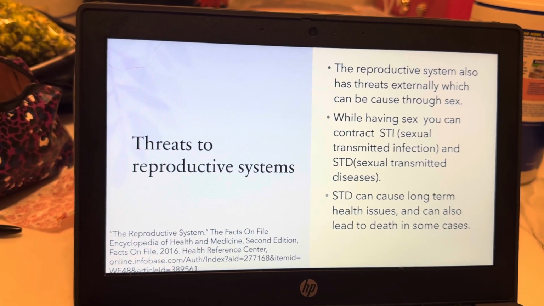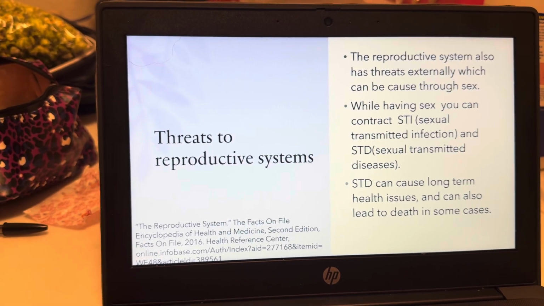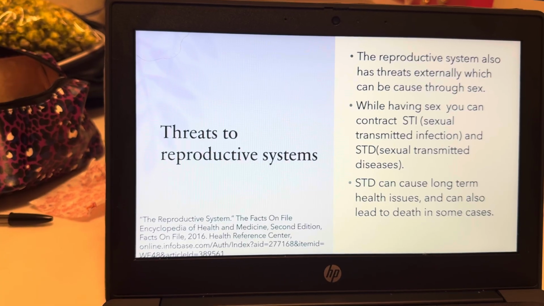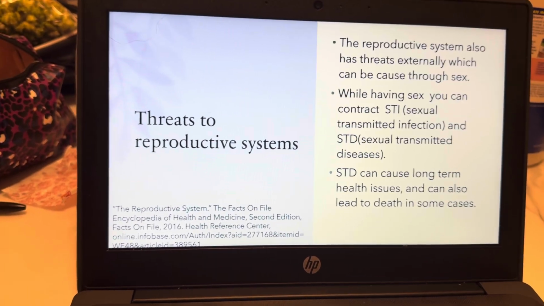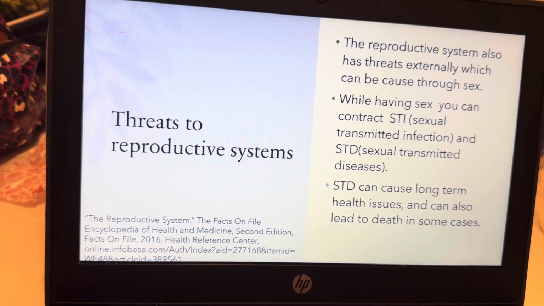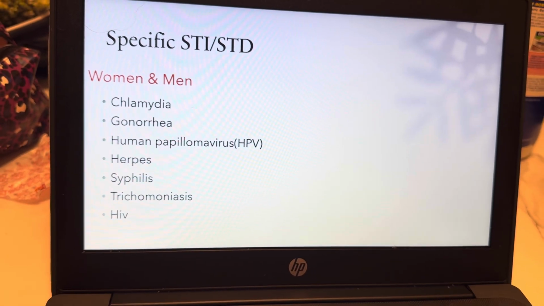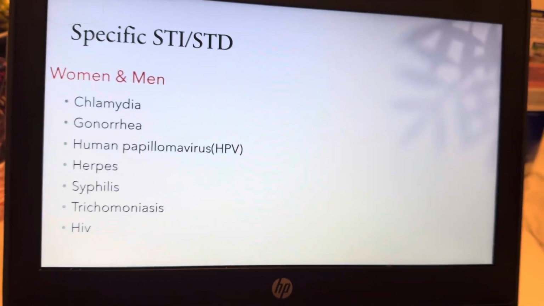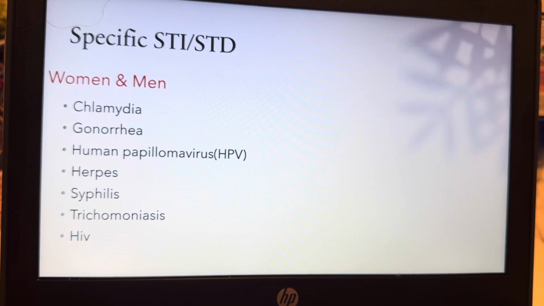The reproductive system also has external threats, which can be caused through sex. While having sex, you can contract an STI or an STD, and these can have long-term health issues and effects that can also lead to death in some cases if they go untreated. Here's a list of some specific STIs/STDs that men and women can contract that can play a part in the health factors for the reproductive system.